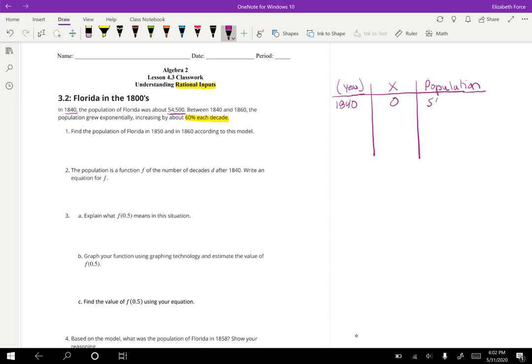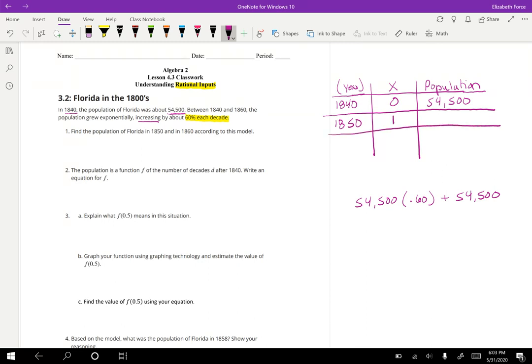And that population was 54,500. Now each decade, it's increasing by 60%. So we have to take 60% of that 54,500. So we got to times it by 60%, but then we got to add this number to the population because it's increasing. And that's what's going to get us at a decade later. So at 1850, or what we would call 1 for our input value, so 1 full decade later, this would be our population.